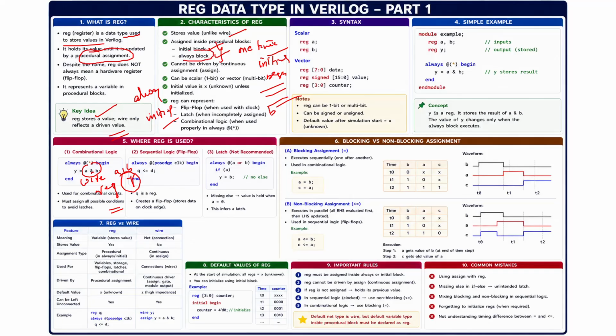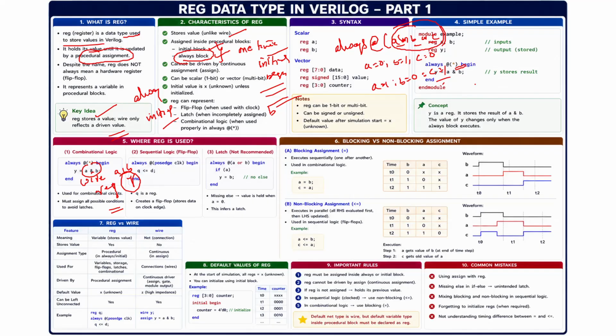And always means it executes whenever the sensitivity list changes. Suppose you have taken always at the rate A or B or C. Whenever the A, B, C values change, say A equal to 0, B equal to 1, C equal to 0 and then A equal to 1, B equal to 0, C equal to 1, at that time it will be triggered. So every time you write a condition inside the always begin block, you write always star.